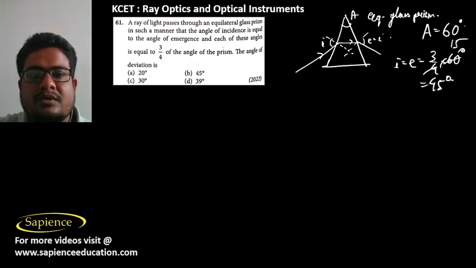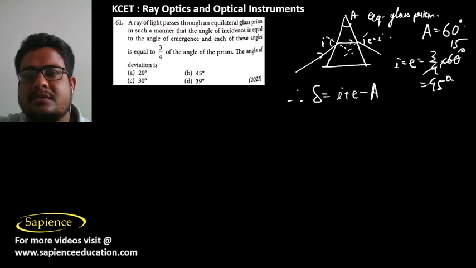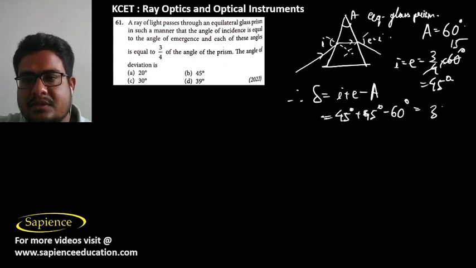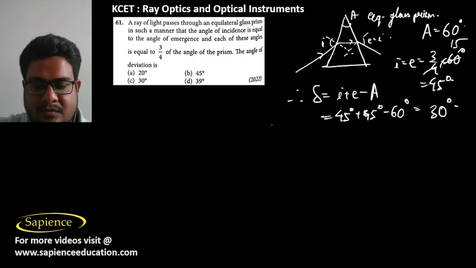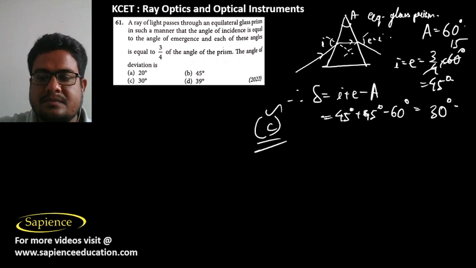The angle of deviation is, therefore, equal to I plus E minus A. I plus E, that is 45 degrees plus 45 degrees minus 60 degrees. So this is equal to 90 minus 60, that is 30 degrees. The angle of deviation is 30 degrees. So option C is the correct answer.